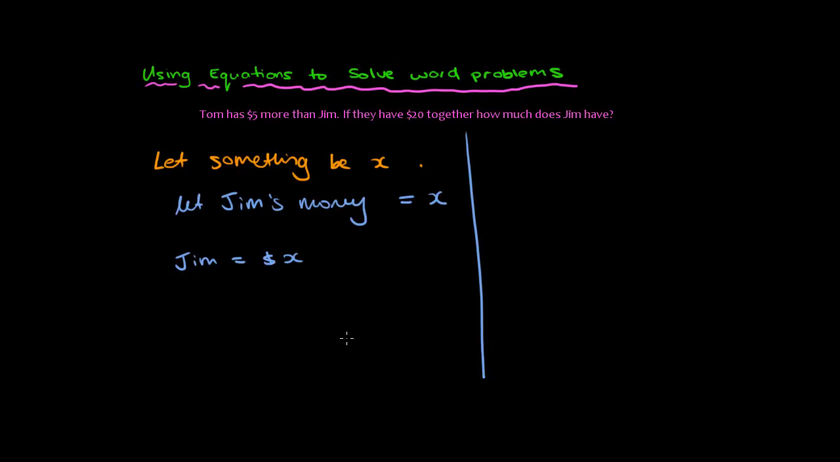So what does that mean about Tom? Well, it says in the question that Tom has $5 more than Jim. So if Jim has x dollars, then Tom has $5 more. We're just adding 5 onto it. For example, if Jim was 10, Tom would be 15. If Jim was 100, Tom would be 105. We're just adding $5 on each time. But what we are told is that together they have $20.